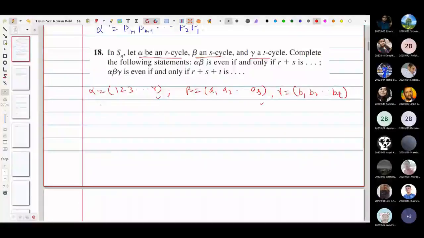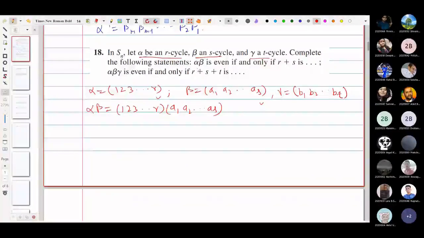Fine. So they are talking about alpha and beta. We can write this like this: 1, 2, 3 up to R, and then we have A1, A2 up to AS. Note that some or many of 1, 2, 3 up to R and A1, A2 up to AS may be the same. There is absolutely no problem. Maybe A1 equals 3, 5 or something. I just took them as a notation.